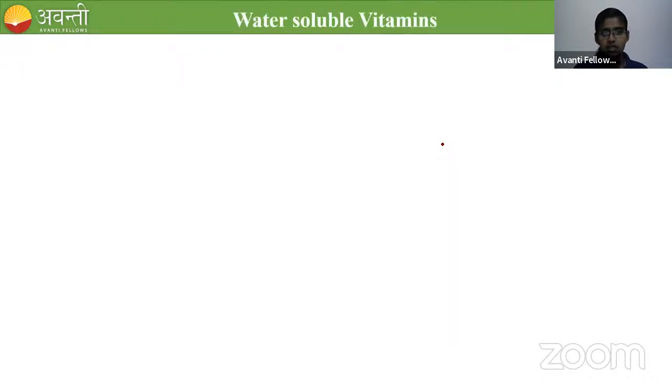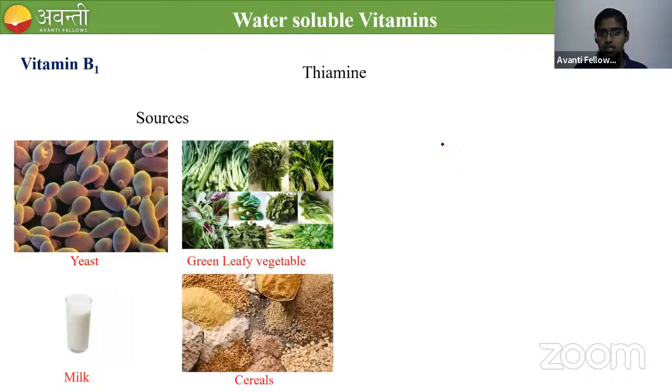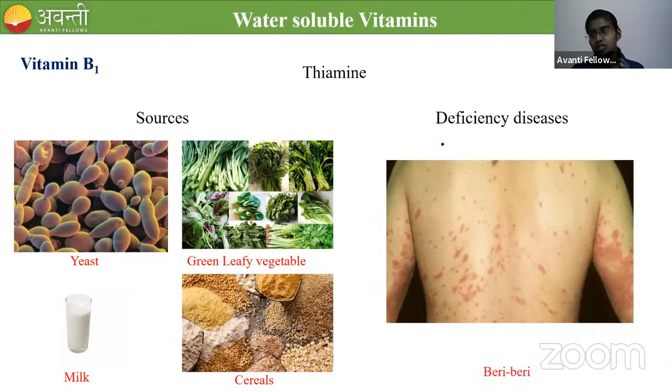Beriberi is the disease which is caused by vitamin B1 deficiency. So it is a water-soluble vitamin. The sources are yeast, green leafy vegetables, milk and cereals. And the deficiency disease is beriberi. So this is the disease. Okay. It is caused by vitamin B1.